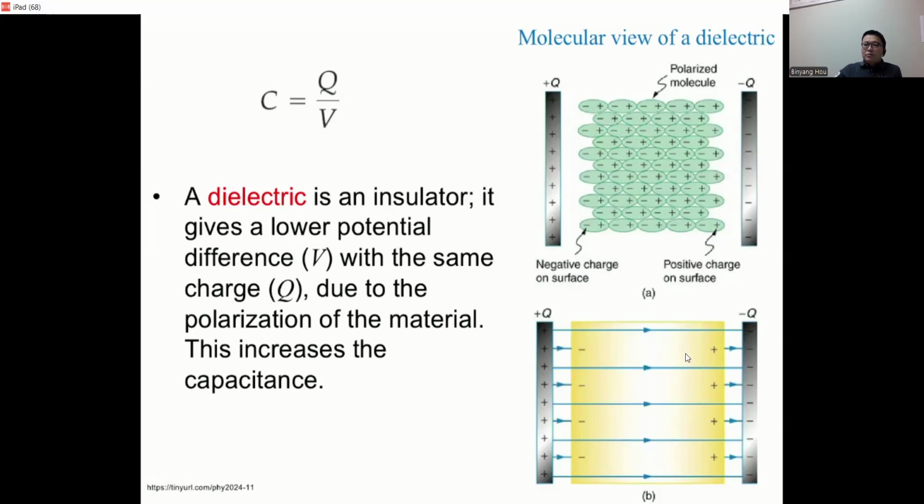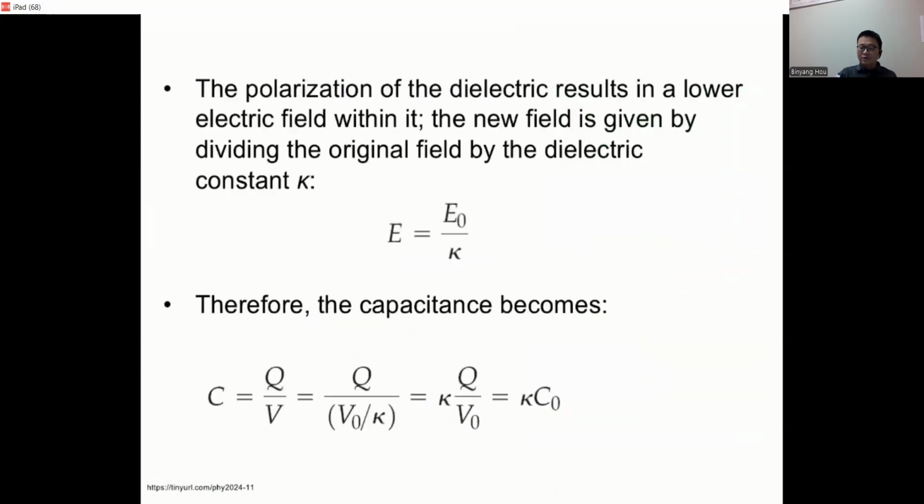So if you have a reduced electric field, then the potential across will be reduced. So this V will go down, Q stays the same, so this will go up. In that case, C will go up once you have an insulator in between the two plates. So it actually helps you get more capacitance for the capacitor.